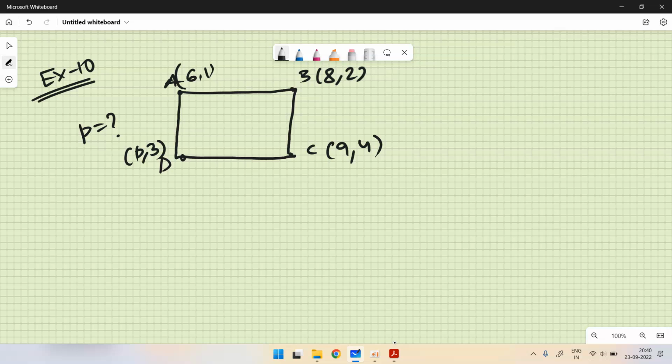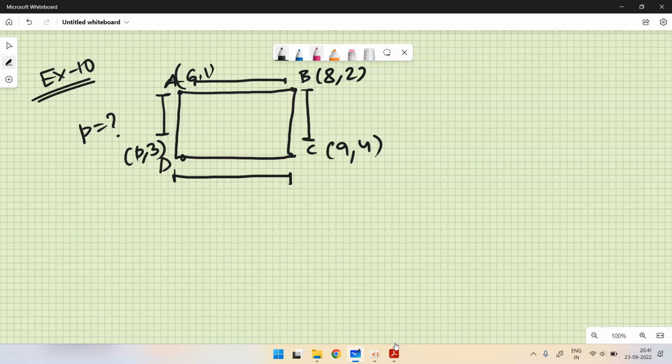Now there are two methods to find this: one is the longer method and one is the shorter method. What is the longer method? You calculate this distance by distance formula, and you calculate this distance by distance formula, and you equate the two. You will get two values of P. You substitute one value, calculate the distance, and equate it, and you will get only one correct value of P out of the two. This is the longer method.